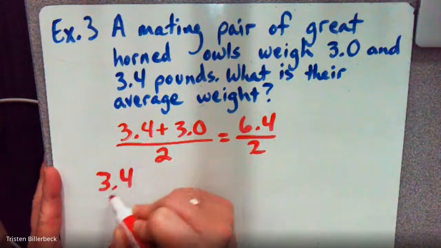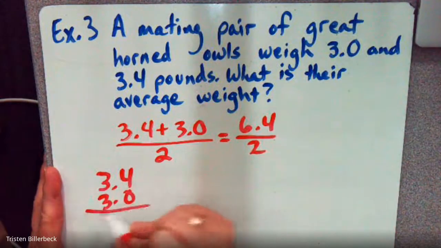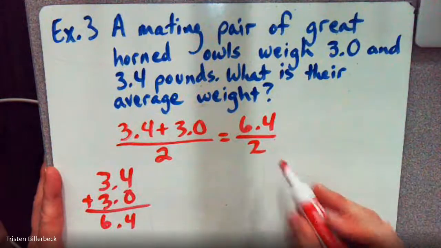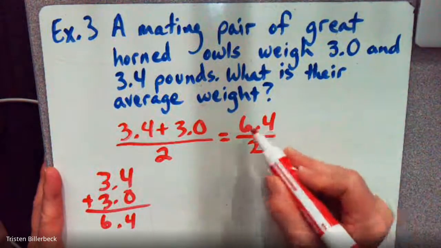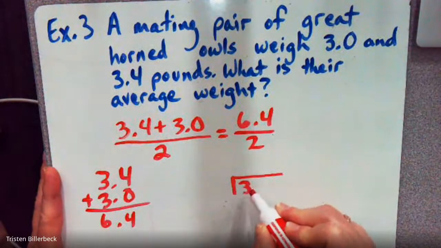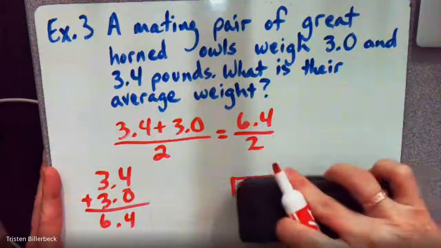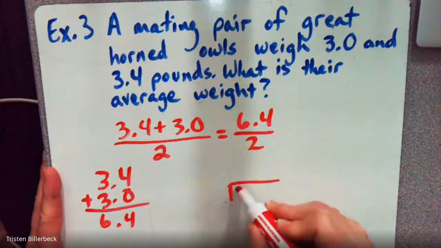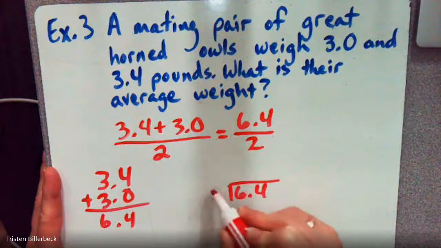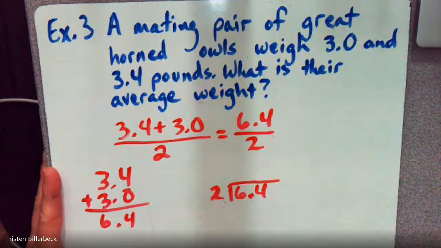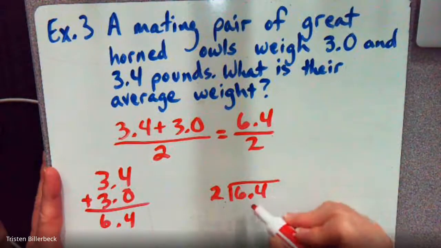We could line up the decimals like this and add them up. So we have 4, the decimal, and 6. So 6.4 divided by 2. Now I have to figure out, well, what is that? I could do it in my head, or I could do it like this. So I'm going to put the top dog in the house and put the divisor out here. So the dividend gets the house and the divisor's outside.